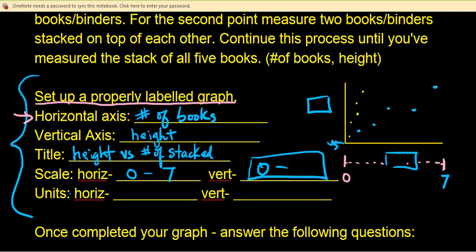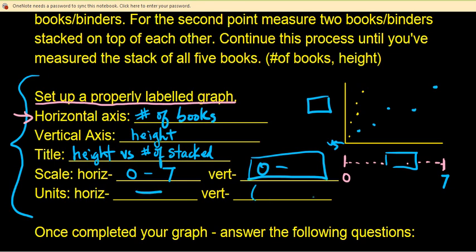Okay, so units. Horizontal. Do we have units for number of books? Is there a unit for that? Like kilometers? I don't know. Or seconds? No, there's no units. It's just number of books. So really, it's just a number. So you wouldn't actually put anything, because in the units you'd put something in brackets. So there's nothing for units horizontal.